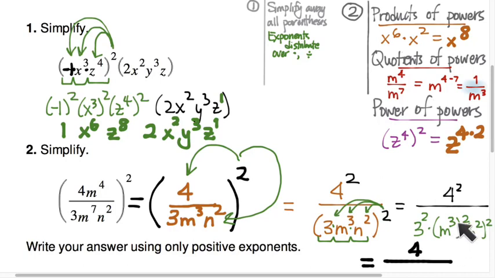M to the power... again, a power of a power leads to multiplying exponents, so yeah, 6. M to the power 6. And how about the n's? N squared raised to the second. N to the 2 times 2. And then out in the front here I have this coefficient 3 squared, which is going to give me 9.